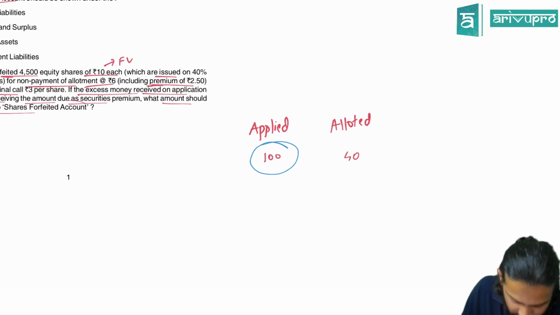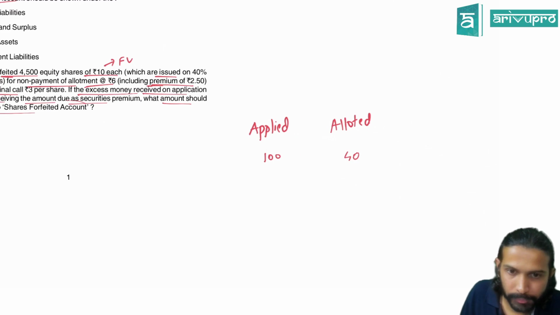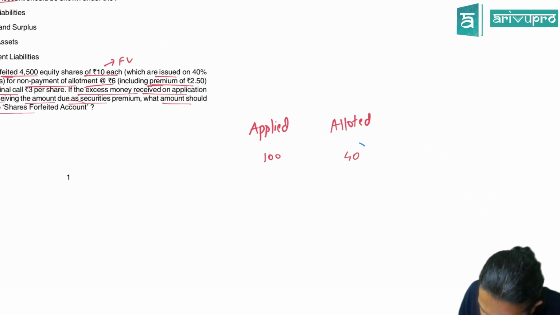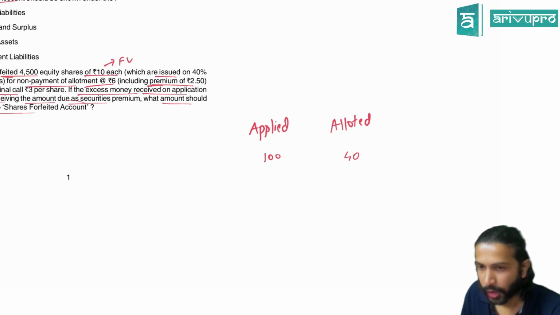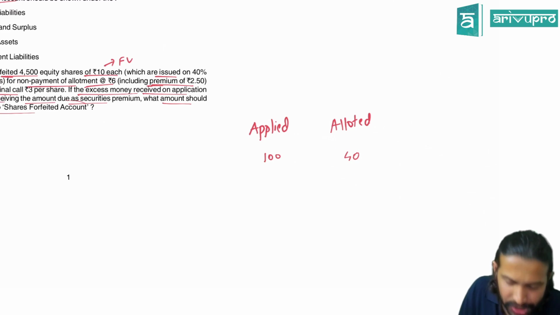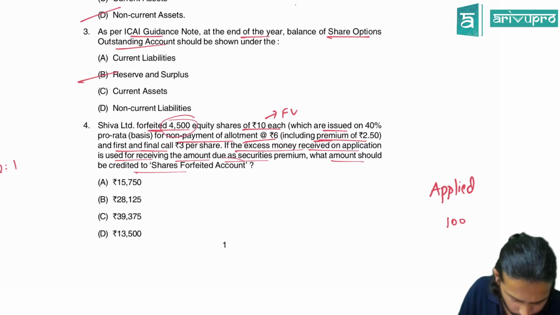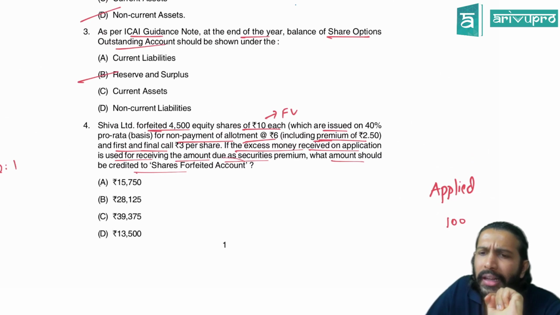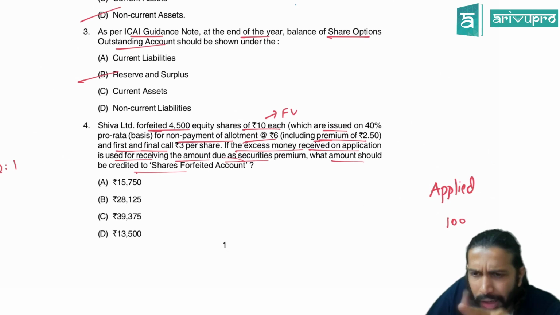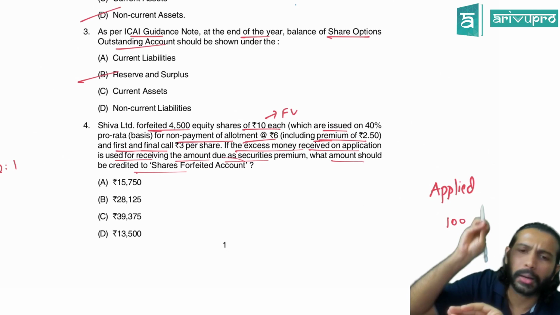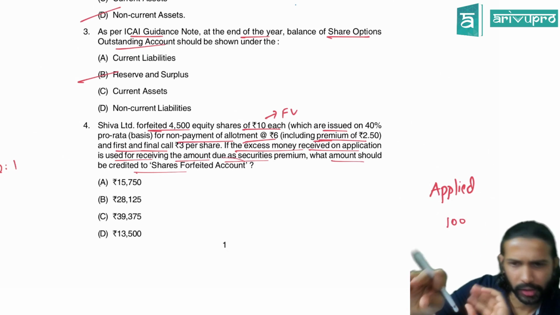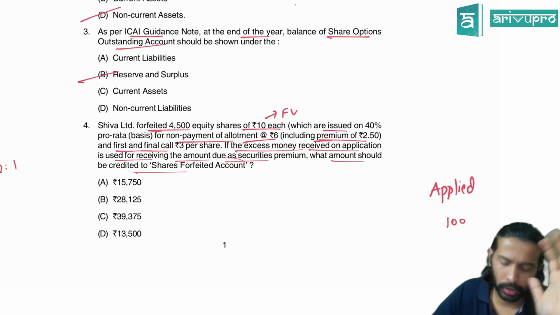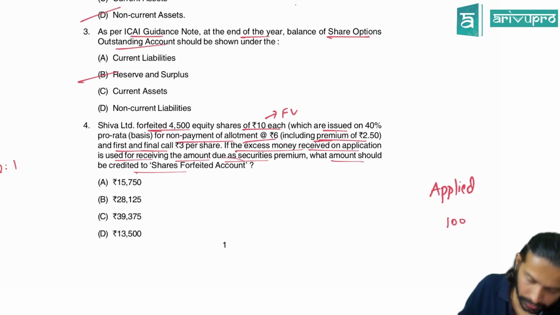Okay. This is key important. Maybe you missed out on this. Observe this. If you apply for 100 shares, the company is going to allot you how many shares? 40 shares. How many shares did the company forfeit? 4,500. Sir, when will the company forfeit anybody's shares? Only after allotment, correct? Only when the company allots shares to somebody can you cancel them. Before allotment, can we cancel? Not possible.